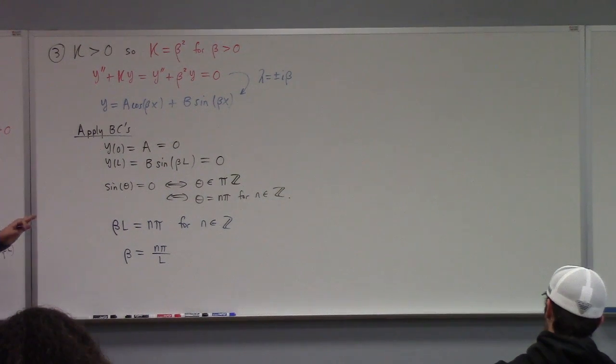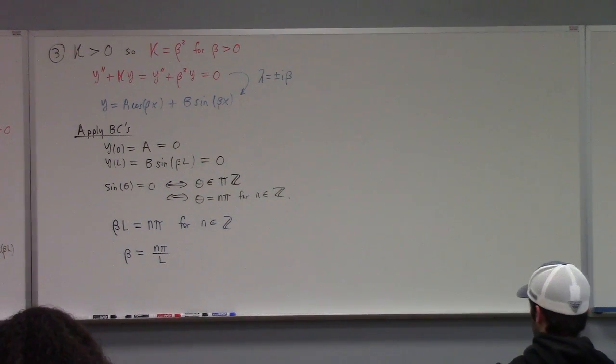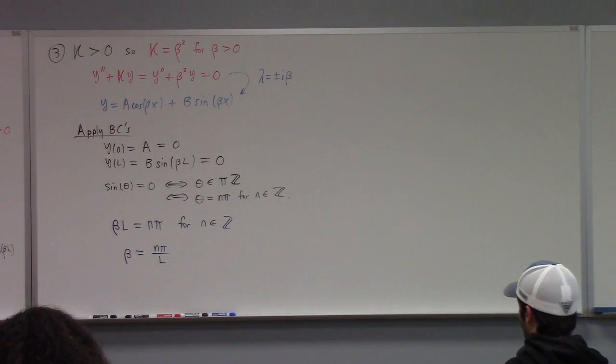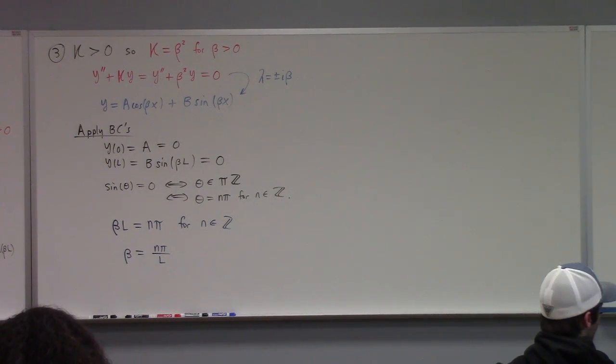Now, to be clear, can we allow n equal to 0? Think about this. n equals 0 is not allowed because we assume beta is positive. So that's an extraneous solution. It's not even in the solution set.